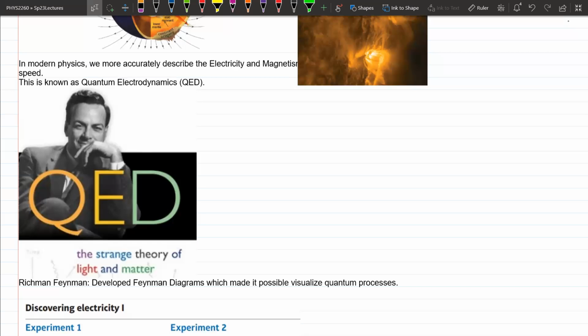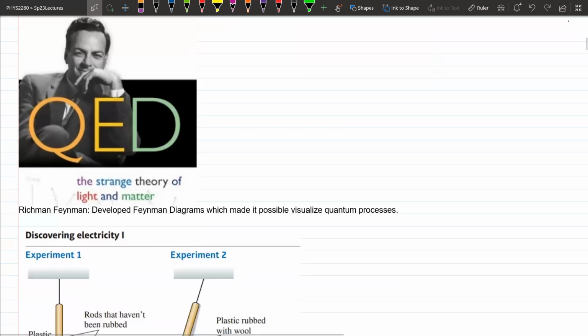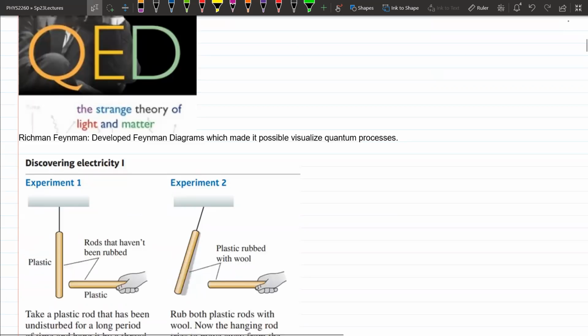But if you're interested in studying this more, it's quite an ingenious way to teach people like me how to at least visualize how the complicated math works, even though I can't do the complicated math. Okay, right. So let's talk about electric charge.